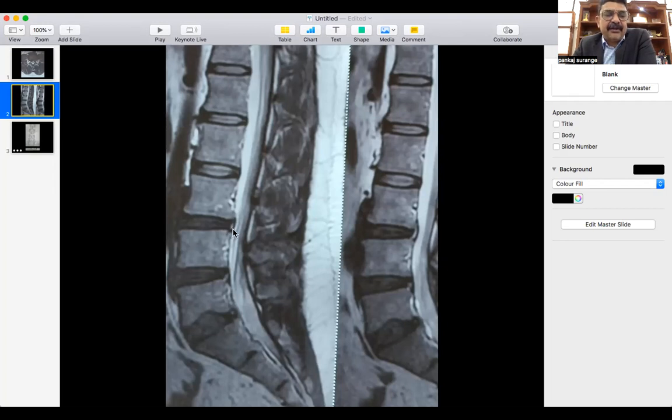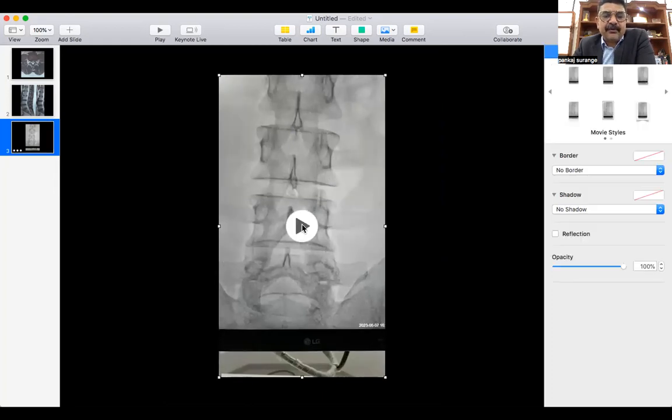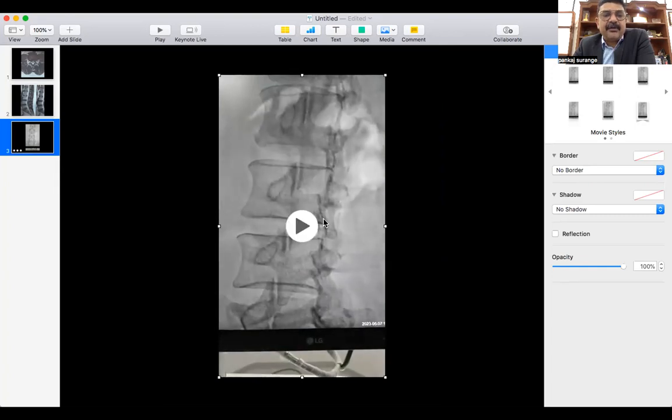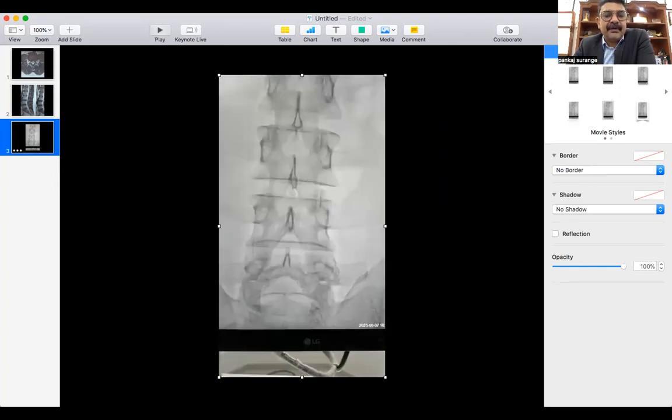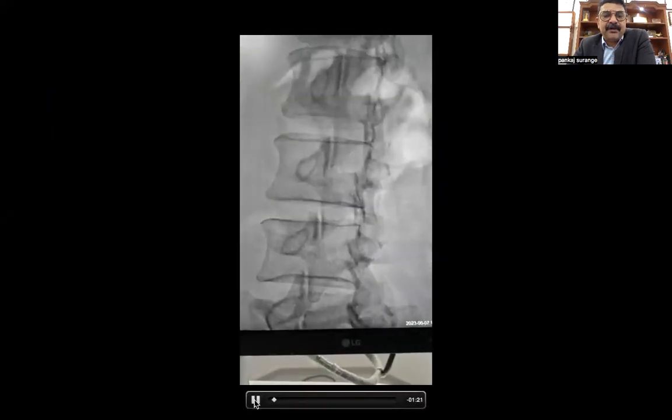That is why I selected this L3 L4. The technique is basically we identify L3 L4, we parallelize the end plates because we have to enter the disc which is between L3 and L4, so we have to parallelize the lower end plate and the upper end plate, and then we start going oblique. You can see from here that this much obliquity is required.